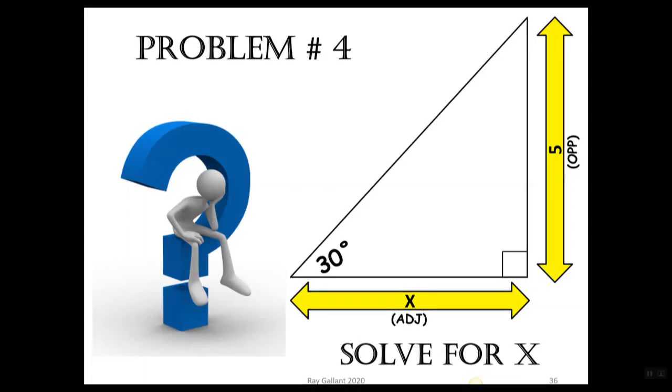Problem number 4. We're still solving for x. Now this problem seems very familiar because we just did one that looks very similar. On our last problem, we were solving for the opposite and we had the adjacent. Now this time we have the opposite and we're trying to find the adjacent. So what we want to find, we want to put on top. So we're going to say adjacent over opposite.